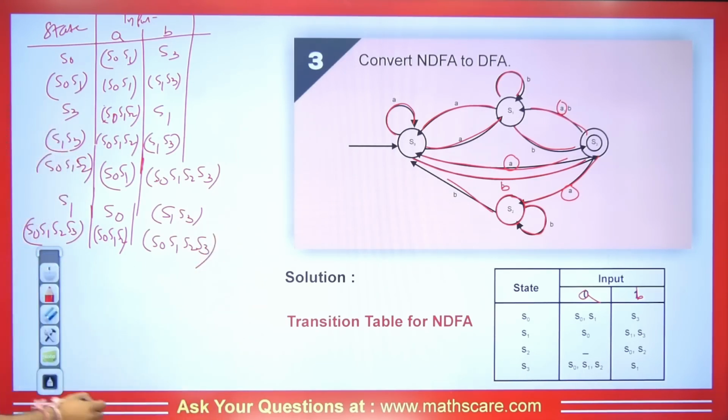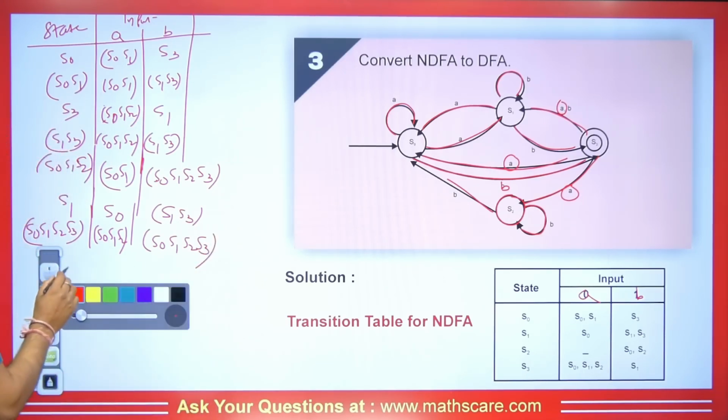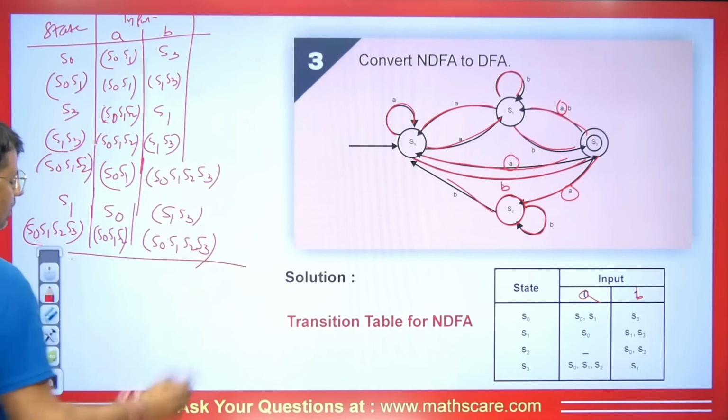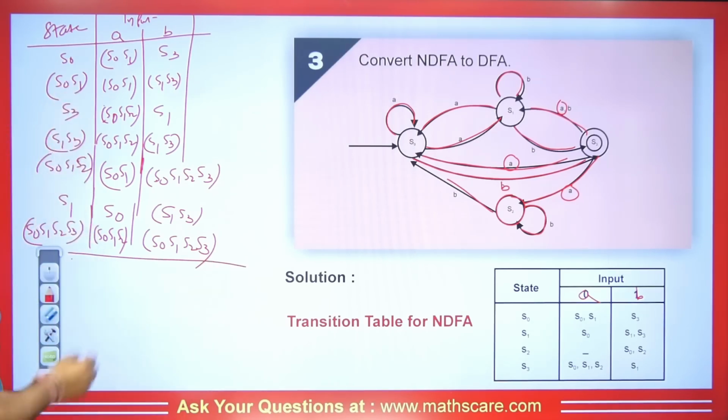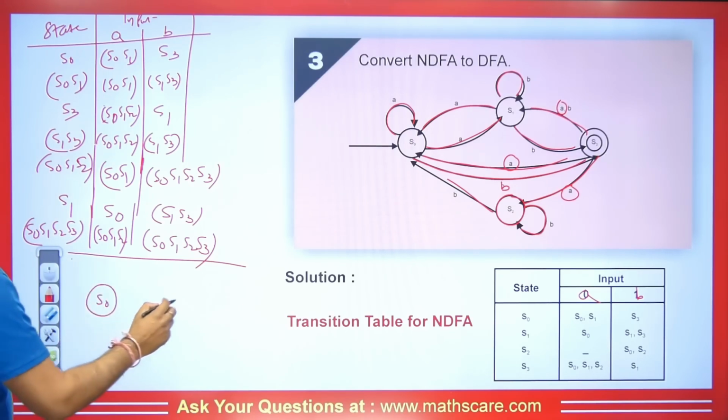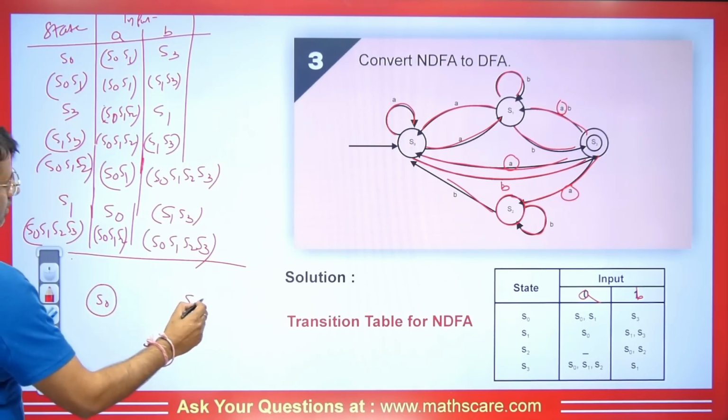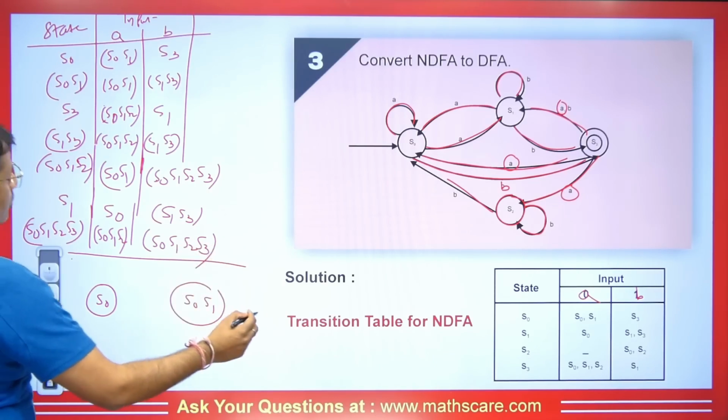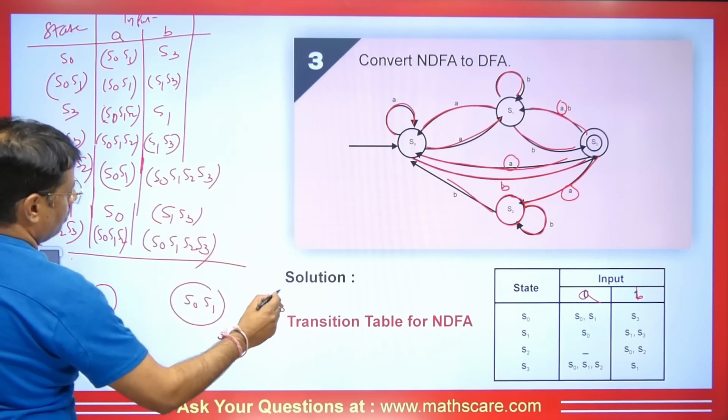Now let's create a table for it. I think this question will be done after making the table, right? So let's create its table. Okay, students? So how many states are we getting? We have S0. So I will write S0 here. Then S0, S1. Then we will take this S3 here. Okay, students?